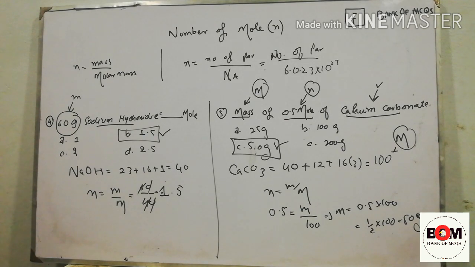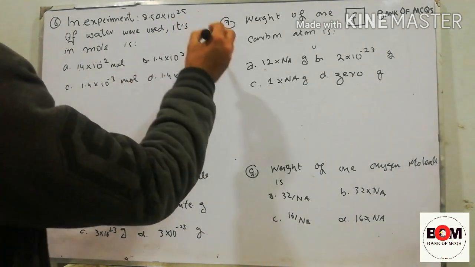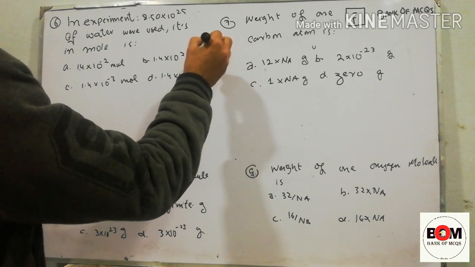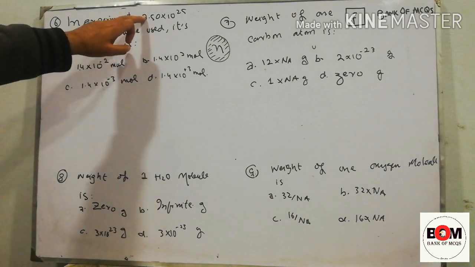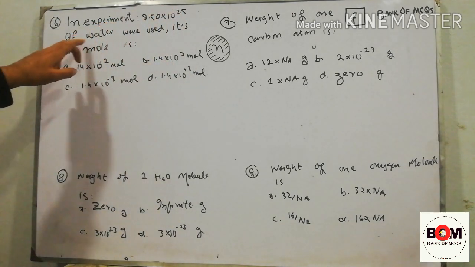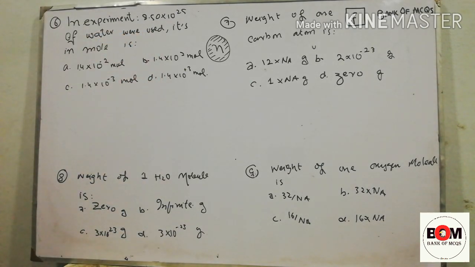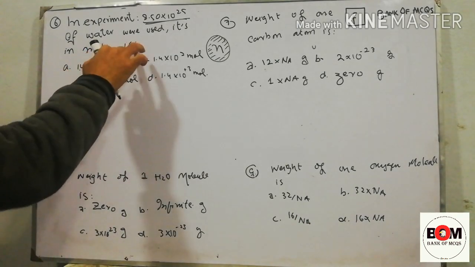Now we will solve 2 to 3 MCQs for further learning and confirmation. So here are 4 MCQs that we are going to solve on the topic number of moles. MCQ number 6 is: in an experiment, 8.50 multiplied by 10 to the power 25 water molecules were used. Its n mole is. So in an experiment, water molecules are used, and we have been given the number of water molecules, and we are asked to find the number of moles.